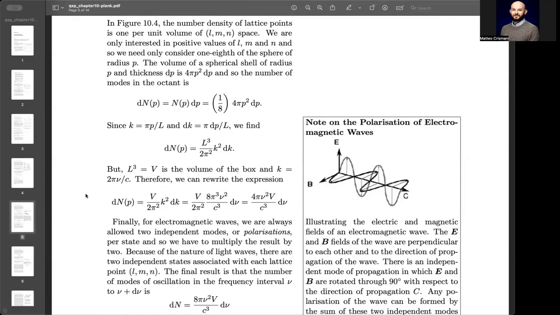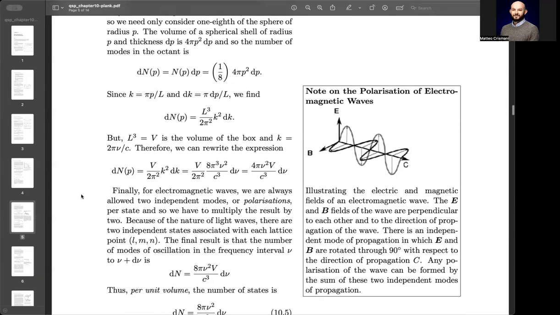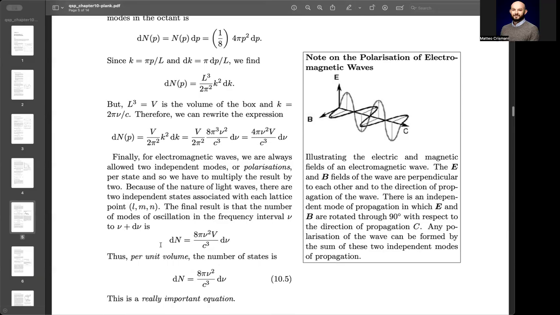So it has all these pieces. For electromagnetic waves, there are always two independent modes or polarizations per state, so you get to double the number that you're counting. And the bottom line is essentially that the number of states is 8 pi frequency squared over the speed of light cubed times the volume dV, or sorry, d frequency.